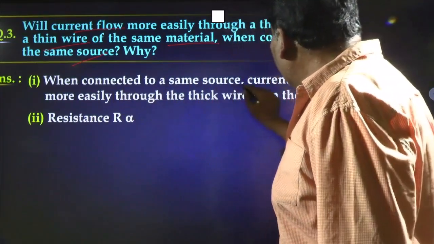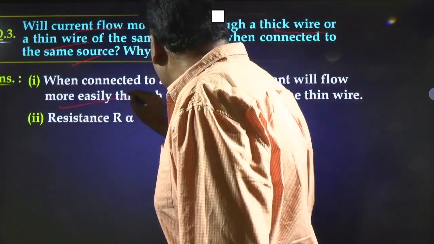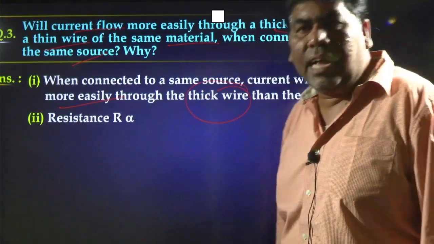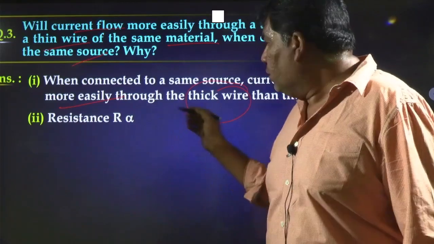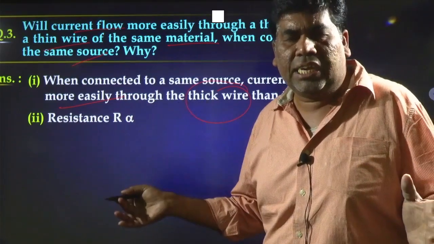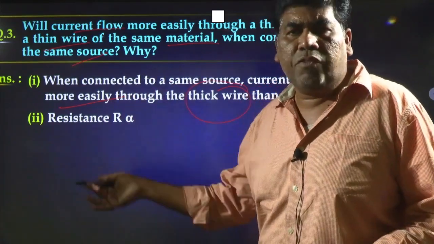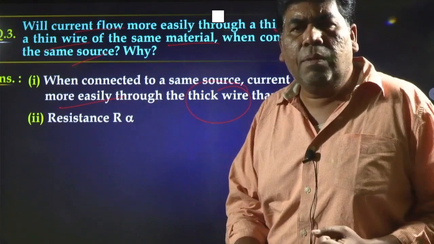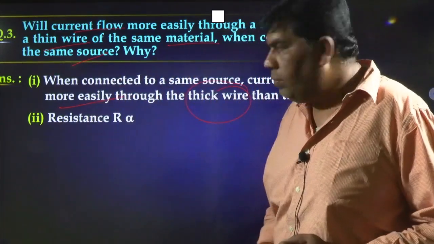So when connected to the same source, the current will flow more easily through a thick wire than a thin wire. Because a thick wire means more area of cross section. Already we have learnt resistance is inversely proportional to area of cross section. Because of more area, less resistance will be there and current will easily flow through the conductor.